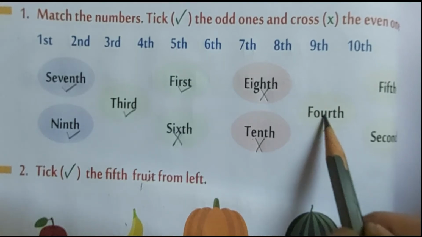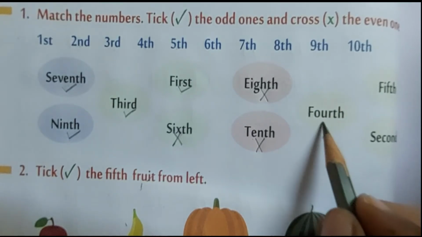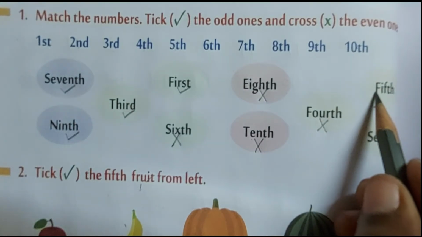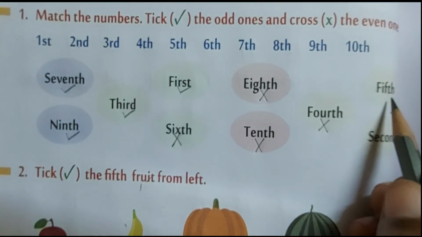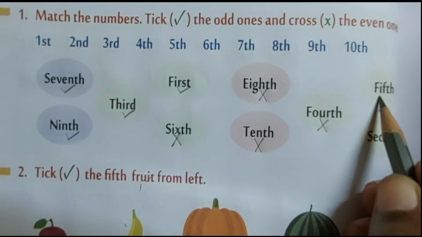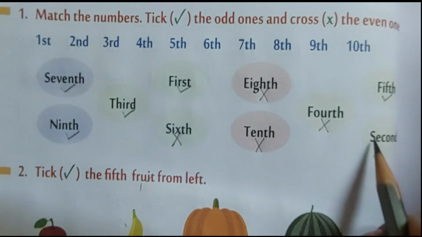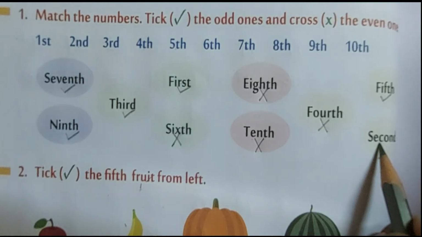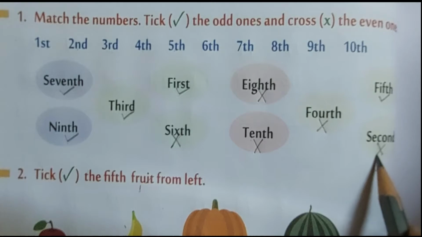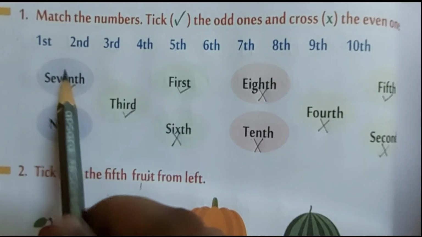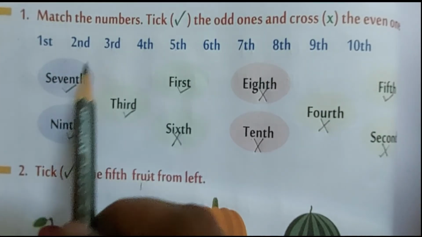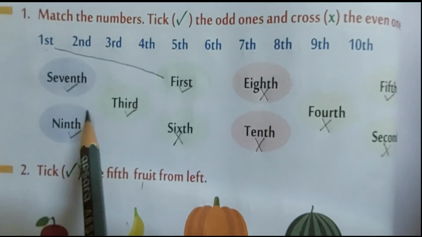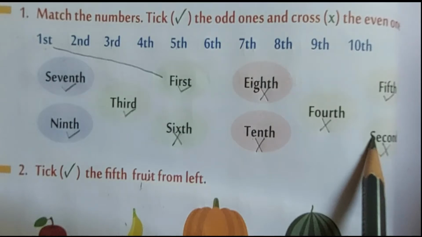Next FOURTH, fourth. Fourth is even, we have to cross it. Next one FIFTH, fifth. Fifth is an odd one, we have to keep a tick mark. SECOND, second. Second is even. So we have to keep a cross mark. And now we have to match this one. First. This is the first. And second. Yes, here it is.